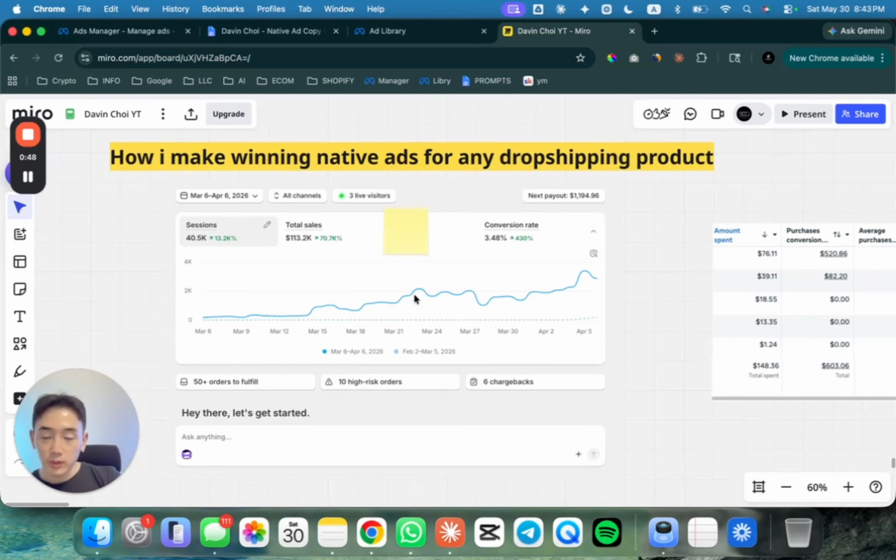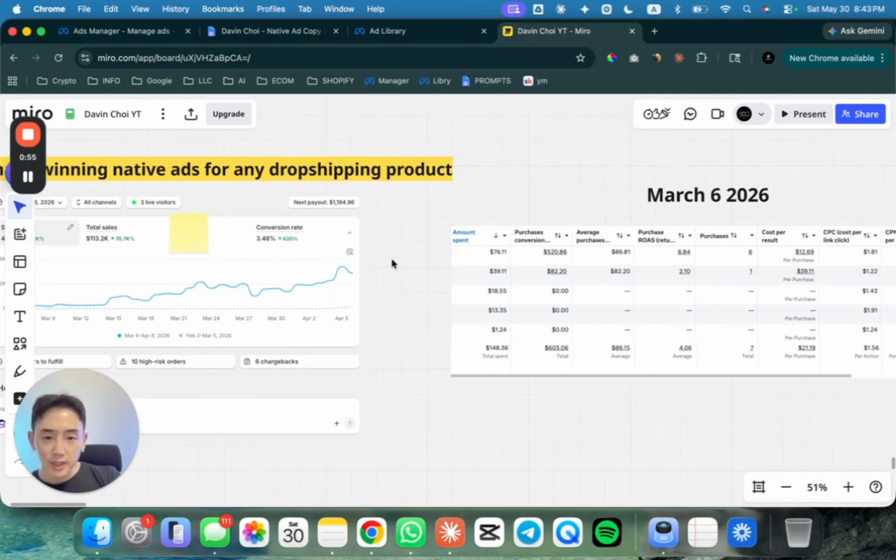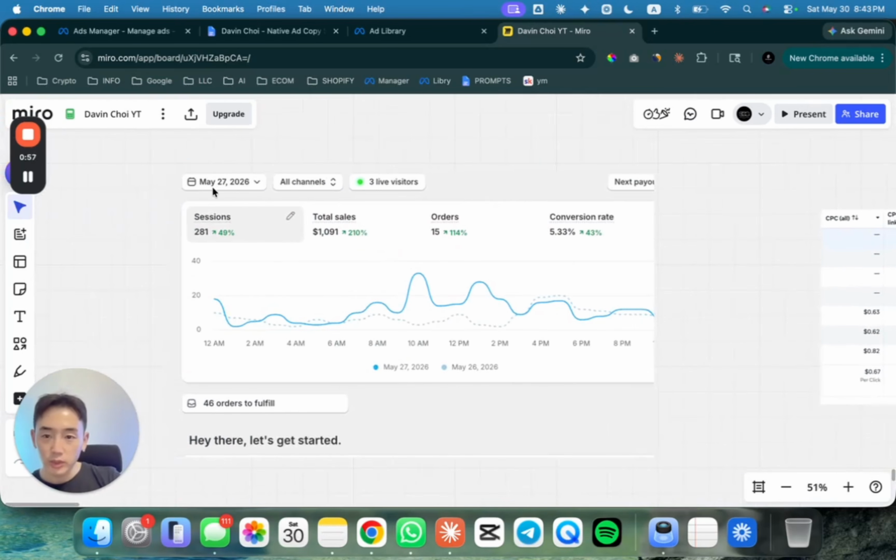But just to show you guys the results, this is one of the stores that I first tested my natives on, and I was able to scale it to 100K. But I already did a case study on that, so I'm just going to show you a recent store. I launched this on the 25th of May, and within 4 days, or within 3 days actually, I was able to hit my first 1K day.